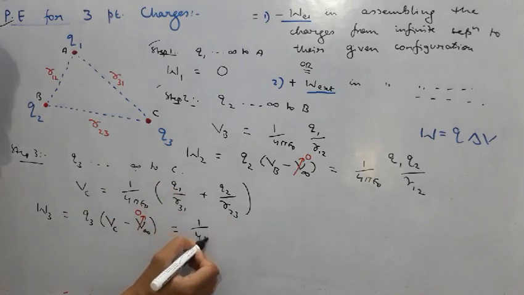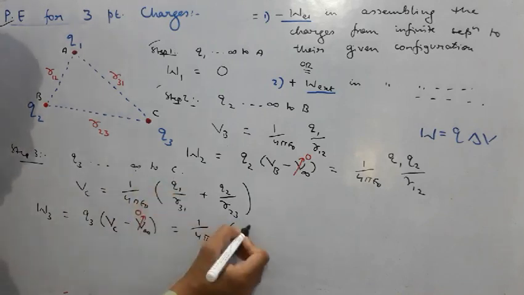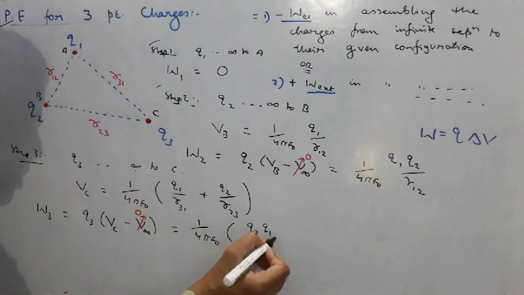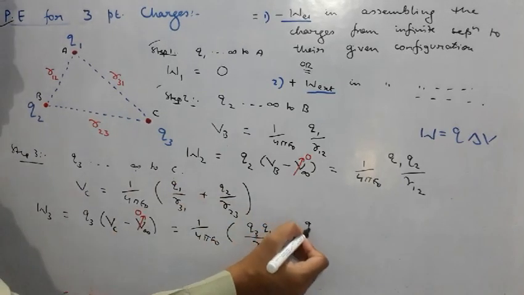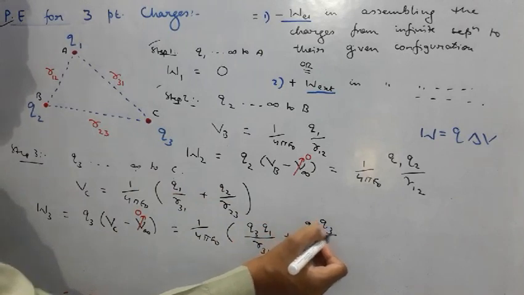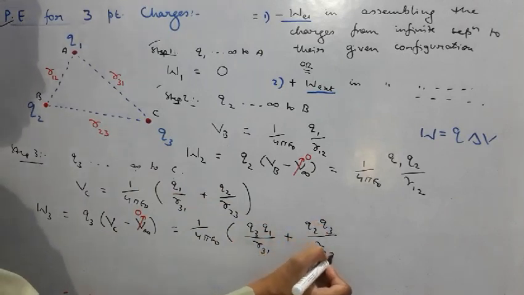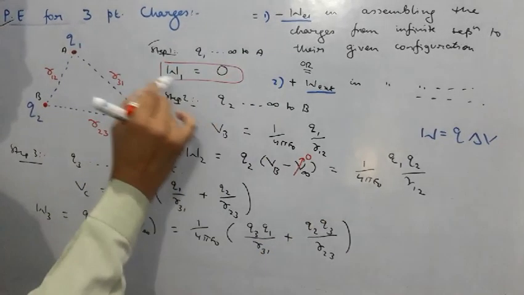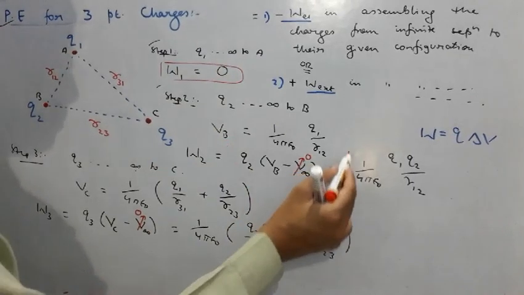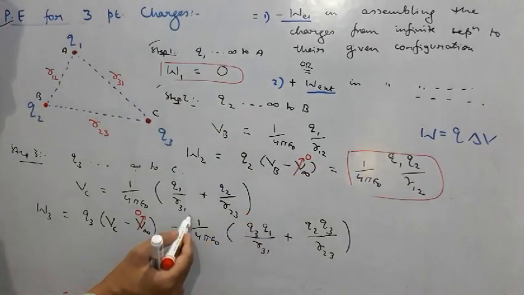So in this expression I have to multiply Q3. So 1 by 4 pi epsilon naught multiplied by Q3, so Q3 Q1 upon R31, and plus here also we multiply Q3, so Q2 times Q3 upon R23. So this is our W1, this is our W2 and this is our W3.